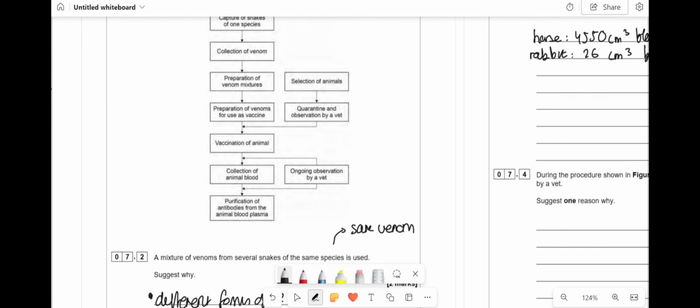I'm just going to skip ahead and do the next bit. So then it says, during the production, they had ongoing observation by a vet. Suggest one reason why. So look at it and think about what's going on.